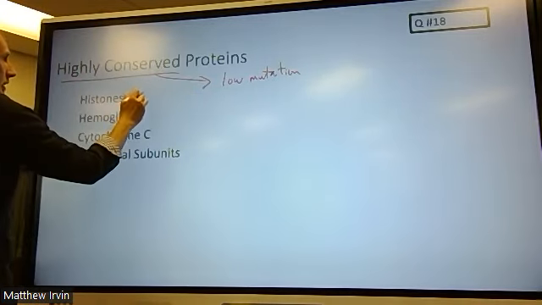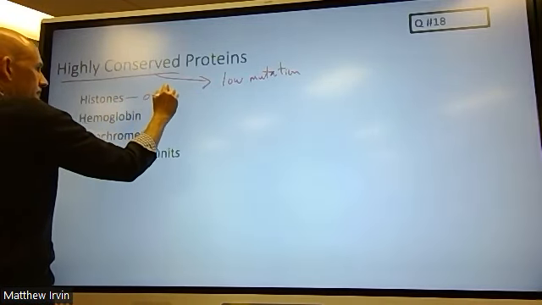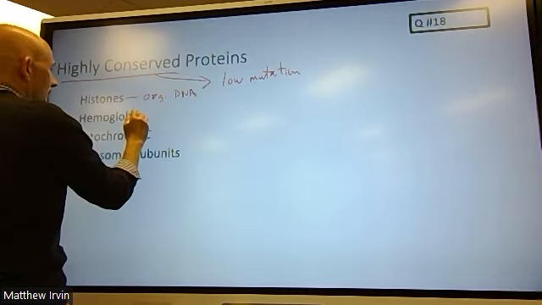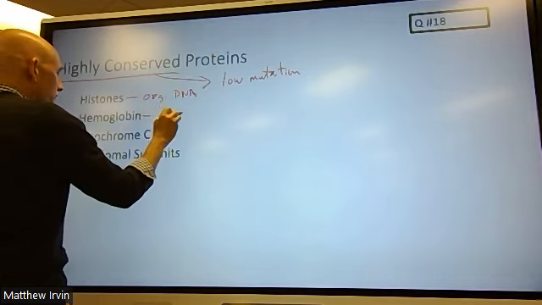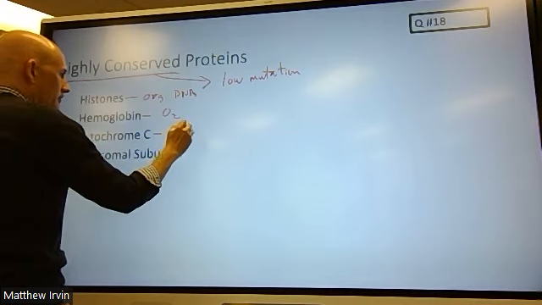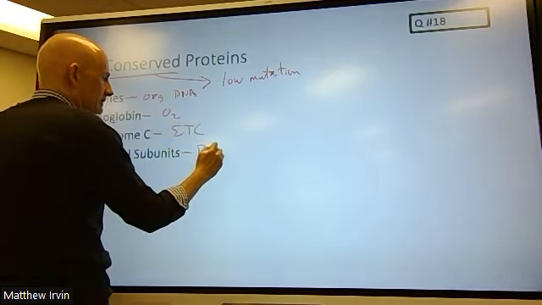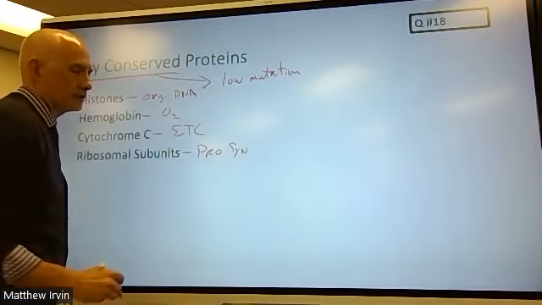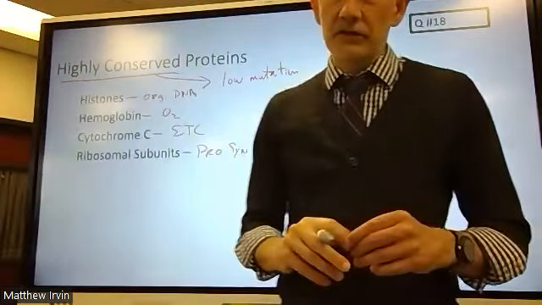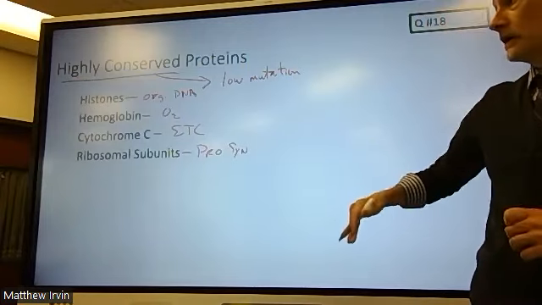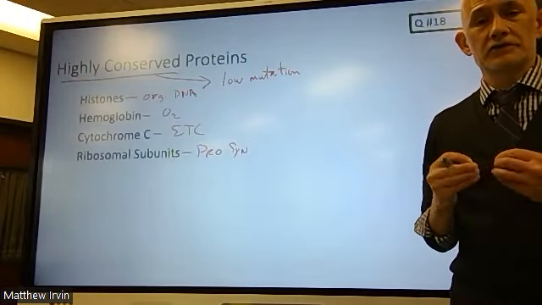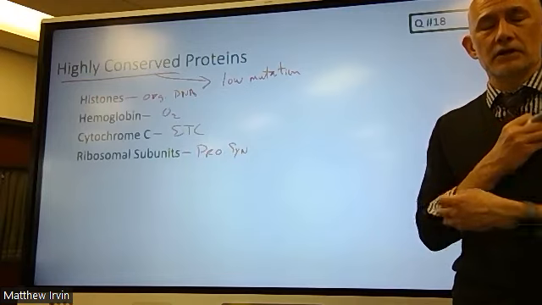Because histones, we remember, organize our DNA. Hemoglobin, that's for carrying O2. Cytochrome C is part of the electron transport chain. And then our ribosomal subunits are for protein synthesis. All of those are absolutely critical for life to function. Therefore, they are going to need to be highly conserved and not mutated.